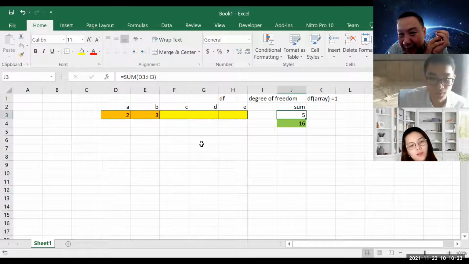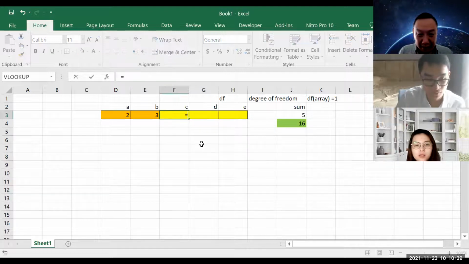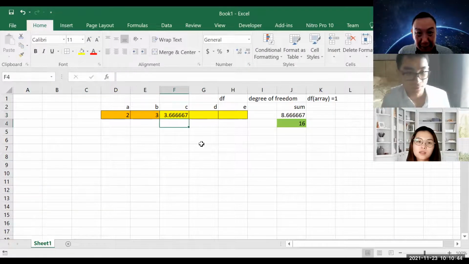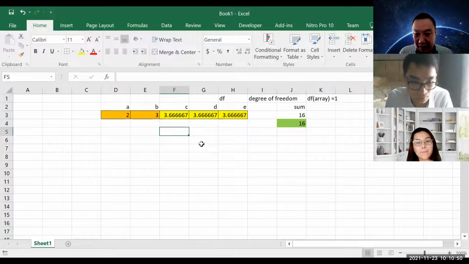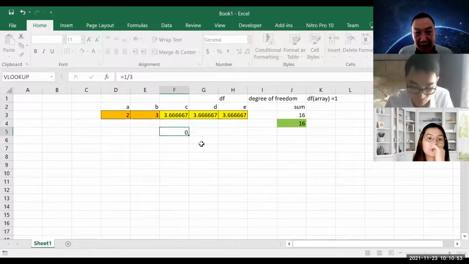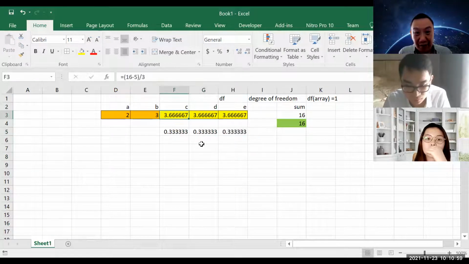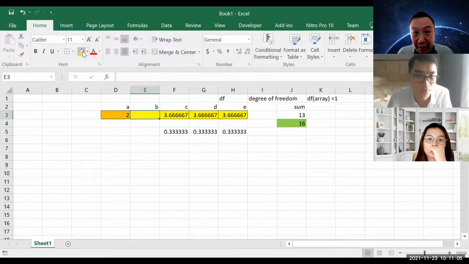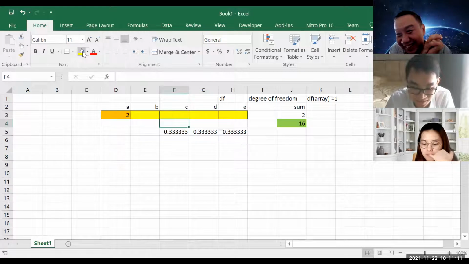So it will probably be 16 minus 5 divided by 3. Very good, right? That will be 16 minus 5 divided by 3, and I copy this. Yes, because now the probability is 1/3, right? How about if I have, instead of 3, now 4 missing values? Is it possible? This goes beyond the DF, right? So what is the value here?